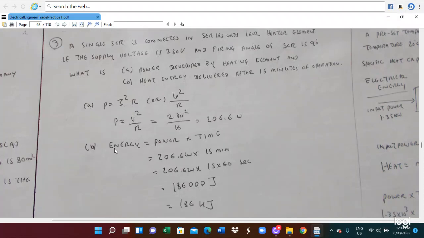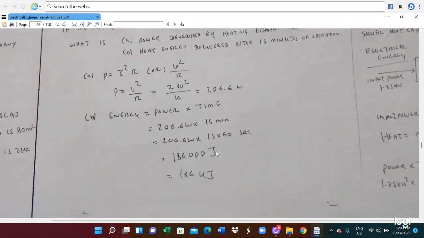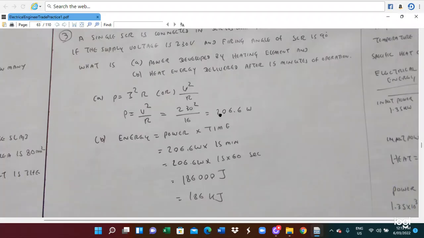And then we also calculate the energy. Energy is power multiplied by time. The power we calculated is 2065 watt, and we have to operate for 15 minutes. So 15 minutes converted to seconds is multiplied by 60, then we calculate 186,000 joules or 186 kilojoules. So this is the way we calculate the energy and power.